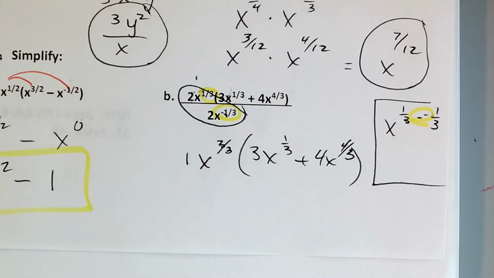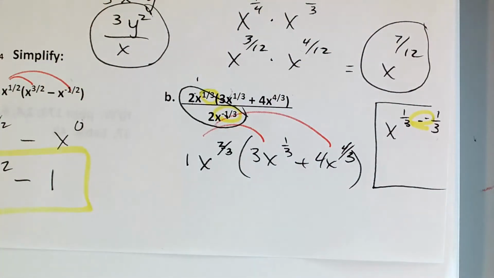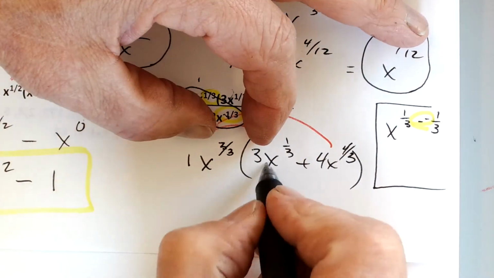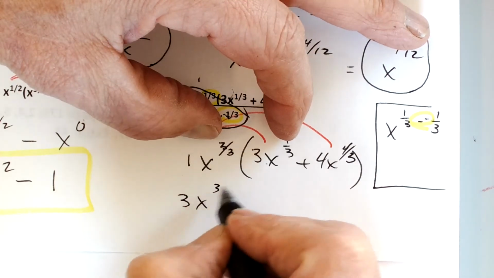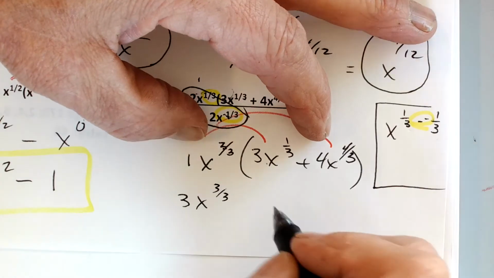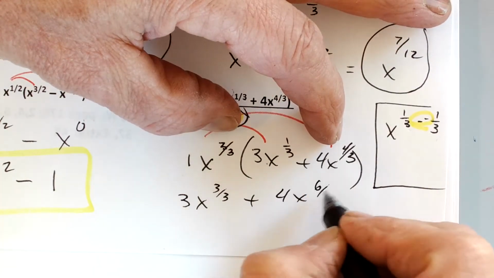Okay, now I'm going to distribute. And when I distribute, I'm going to add exponents, okay? So I'll get a 3x to the 3/3, which is 1, but I'll change that in a second, plus a 4x to the 6/3. You okay with that?